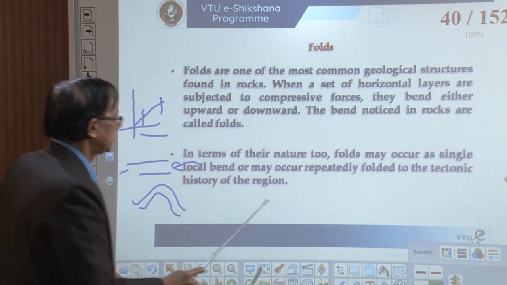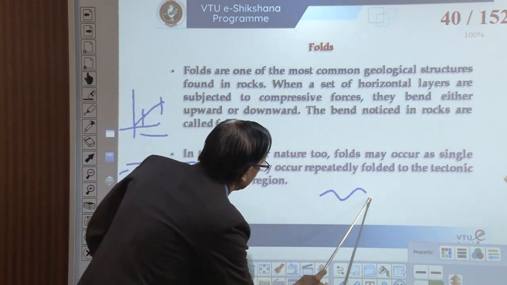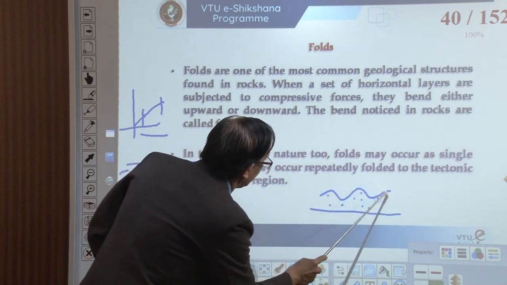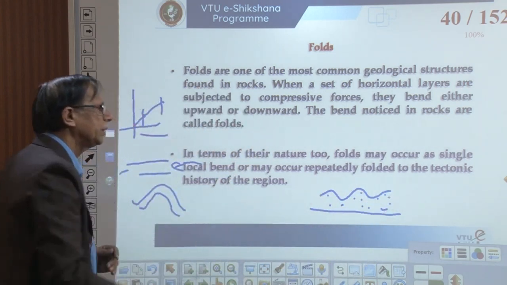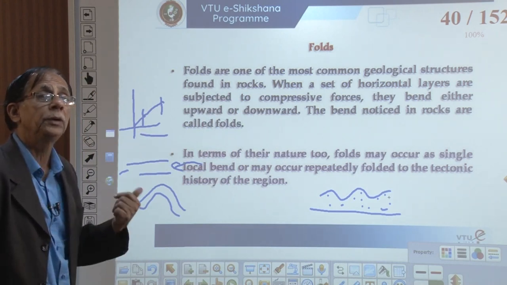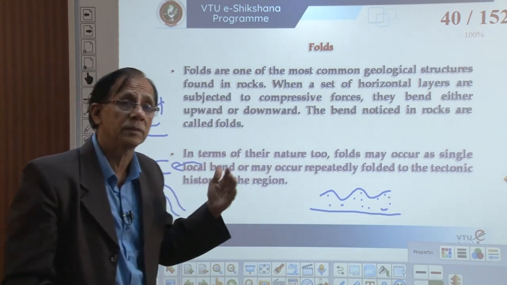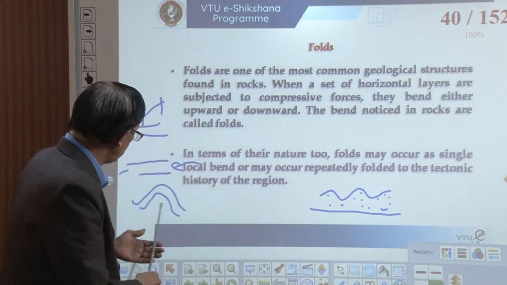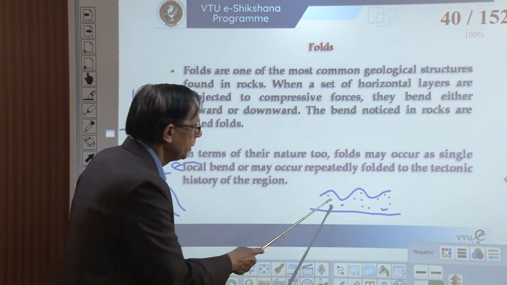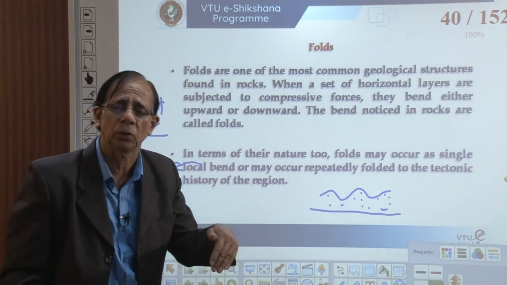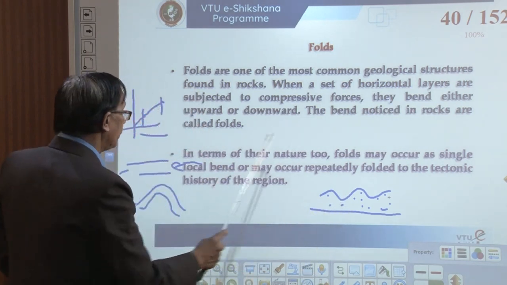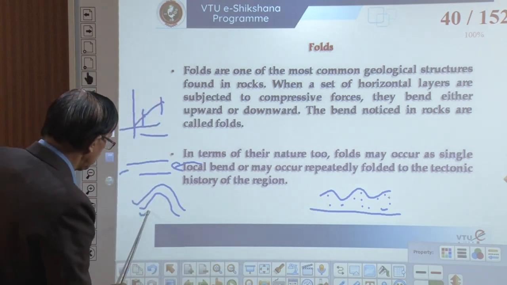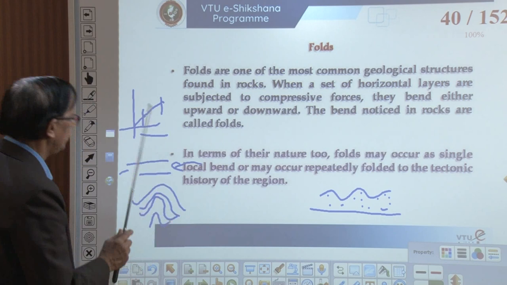Often what happens, if I have layers like this, but internally they are not affected, this is not the case of a fold. We do get such features often in sedimentary rock. These are wave-like features. It's also a wave-like feature, but this wave-like feature is only confined to the surface, not below it. This is not a fold, only this one is a fold. Here there is no deformation. Here there is deformation, even the layers below it are also affected.